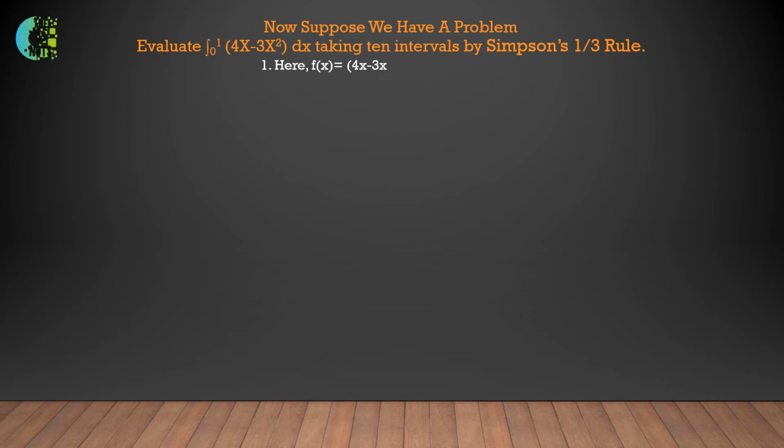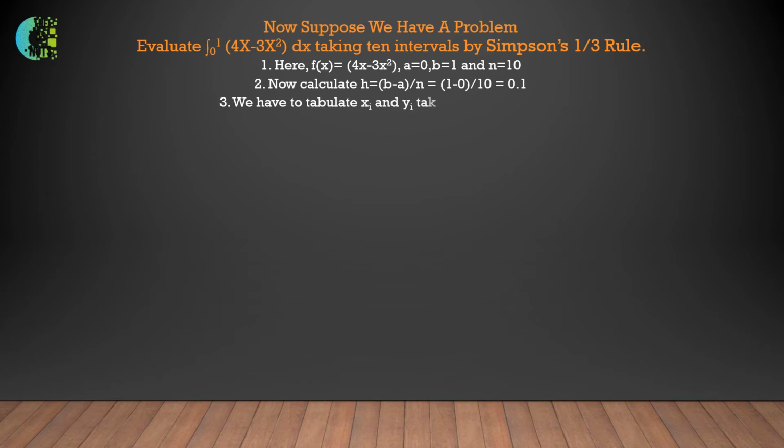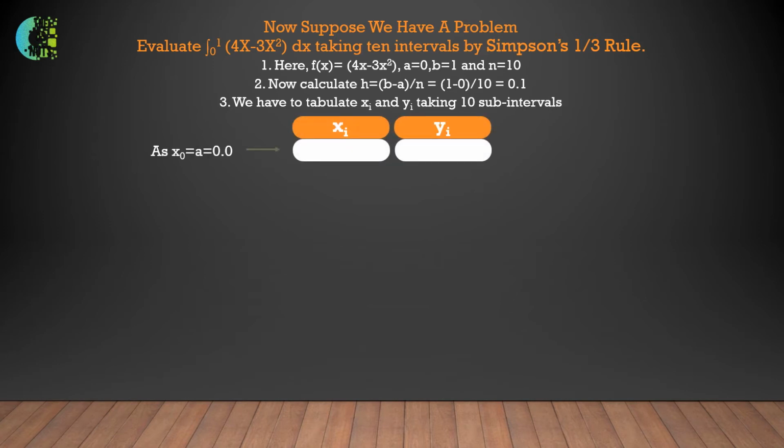Now suppose we have a problem. Evaluate the integration from 0 to 1 of 4x minus 3x squared dx, taking 10 intervals, by Simpson's one-third rule. In step 1, here f(x) equals 4x minus 3x squared, a equals 0, b equals 1, and n equals 10. In step 2, we are calculating h. And in step 3, we have to tabulate xi and yi taking 10 subintervals. Now, observe the table carefully.